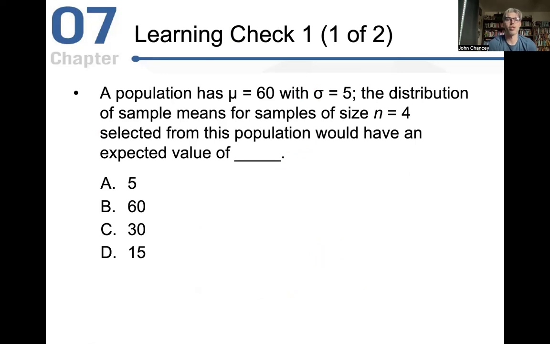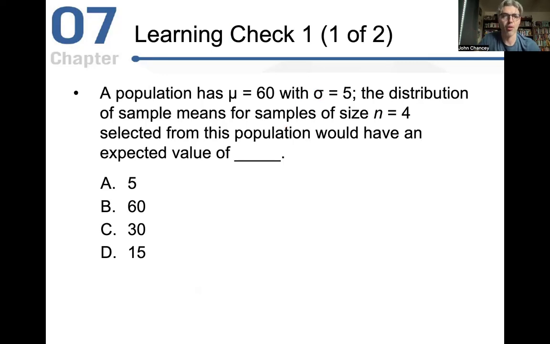Okay, let's do a quick comp check, make sure we understand before going on. A population has a mean of 60 with a standard deviation of 5. The distribution of sample means from our samples of n equals 4 selected from the population would have an expected value of what? Is it A, 5, B, 60, C, 30, or D, 15? Pause the video, write your answer down, or work through it, and maybe try to understand why you're coming up with the answer you did, then return to the video.